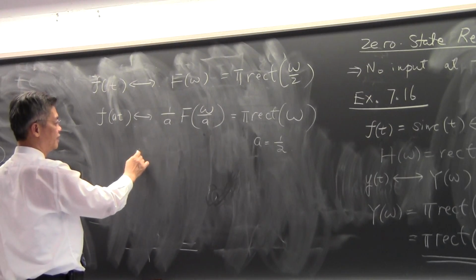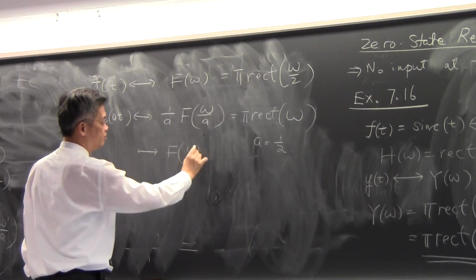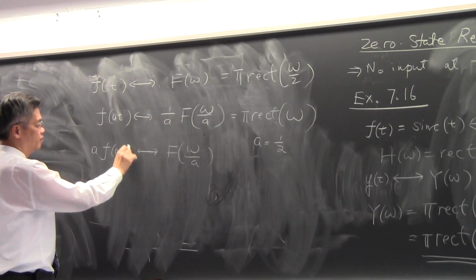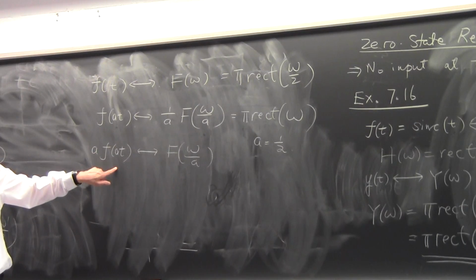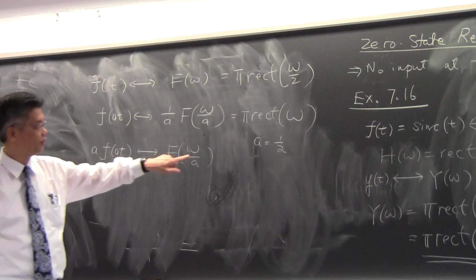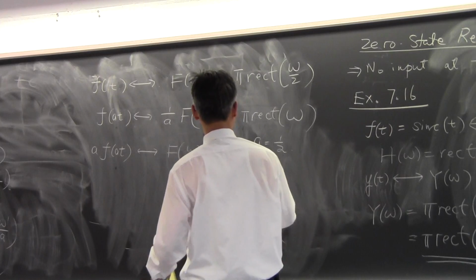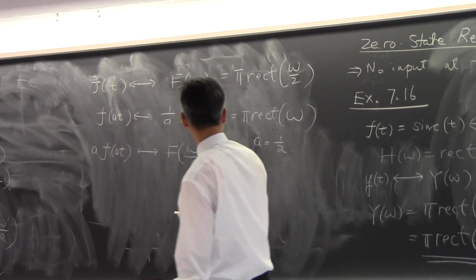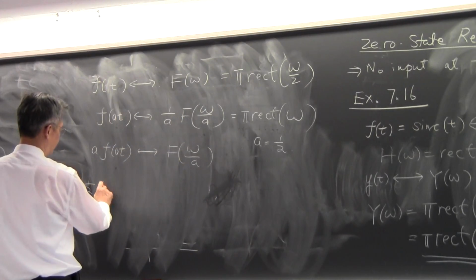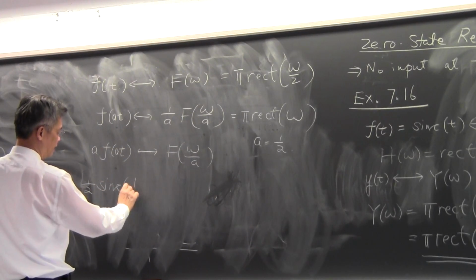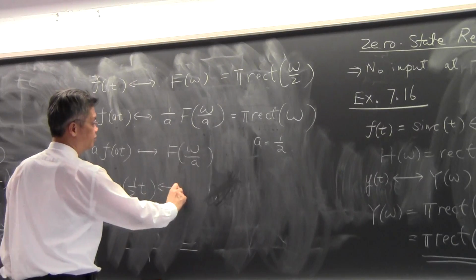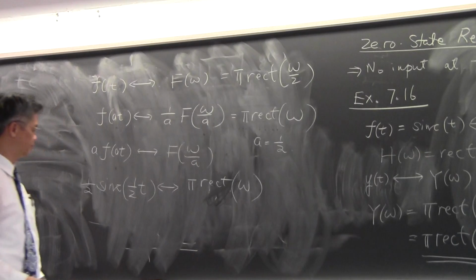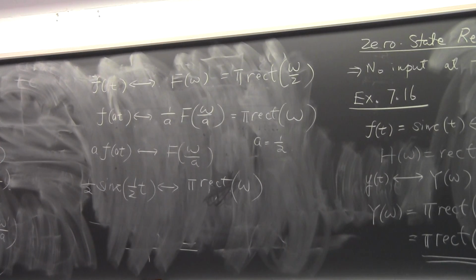But then this means that the Fourier transform of f of omega over a is equal to a times f of at. If this is true, then this thing, half sinc of half t, must Fourier transform to pi rect of omega, if the scaling law is correct.